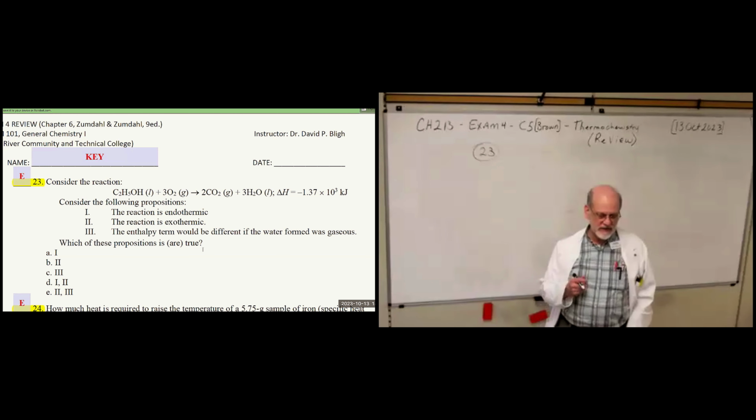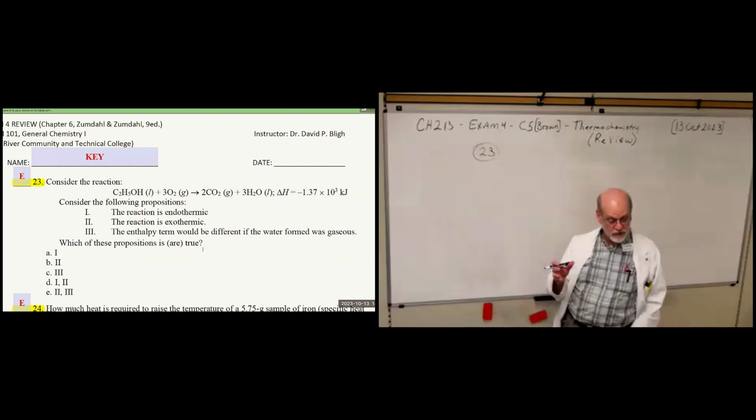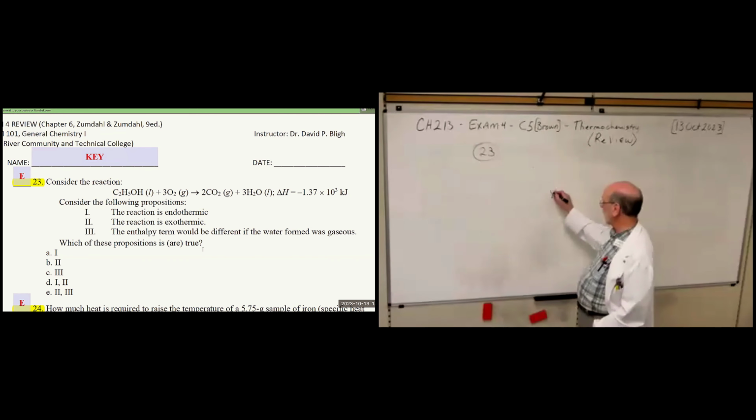So consider the following propositions. Number one, the reaction is endothermic. No, we just said it was exothermic. All right, so Roman numeral 2 is correct. It's exothermic.